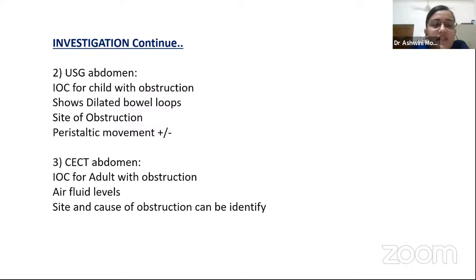CECT abdomen is the investigation of choice for adults nowadays, to rule out any malignancy and to find the site of the transition point in an obstruction case. In adults especially, we do CECT. In that also, we can appreciate the multiple air fluid levels, and the site and cause of obstruction can be identified. So these are three basic investigations.